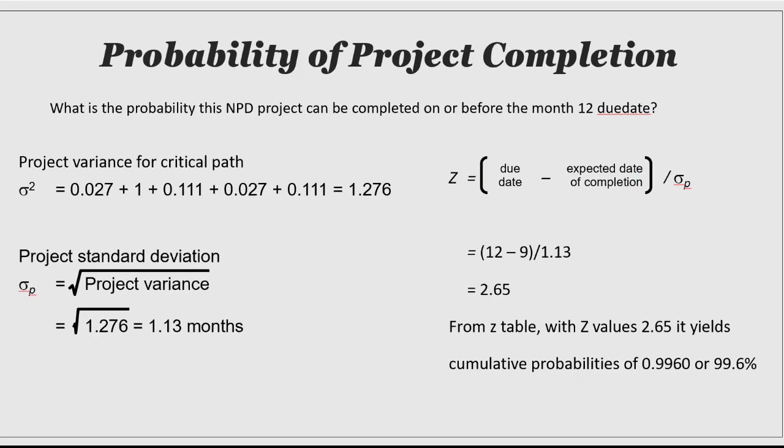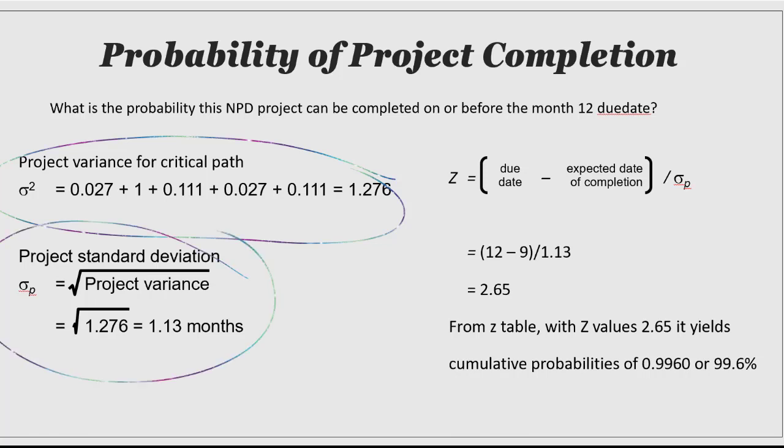To see the probability of success of a project as seen from the target completion date, we must determine the total project variance for activities on the critical path. Then determine the project standard deviation. Then we can calculate the z-value by taking the due date minus the expected date of completion and dividing it by the project standard deviation. Based on the z-value, the probability value can be determined using the z-table.